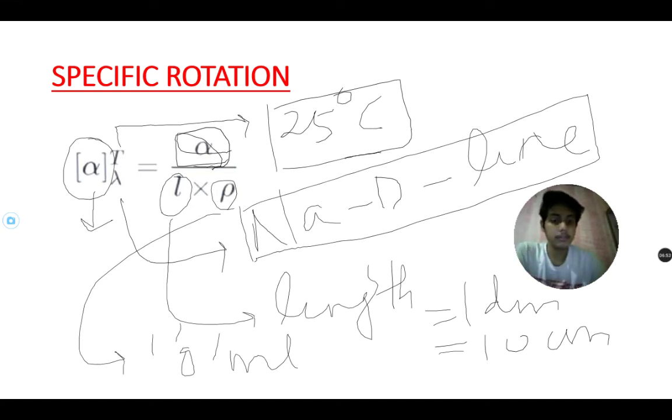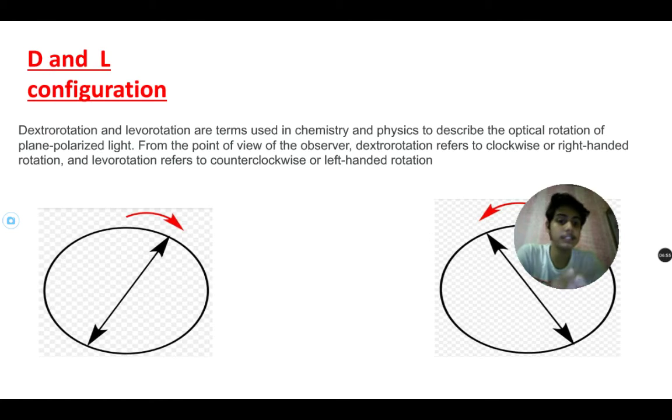Let's go on. Let's see what D and L configuration is here. Yesterday I said when a chiral compound turns the plane polarized light to the right side, then it is called dextrorotatory. See, this is the plane polarized light.